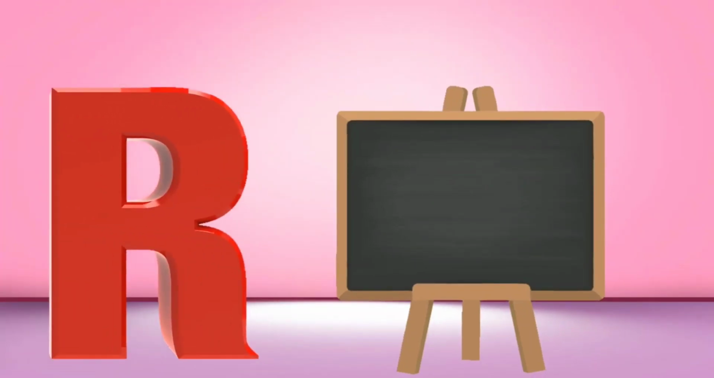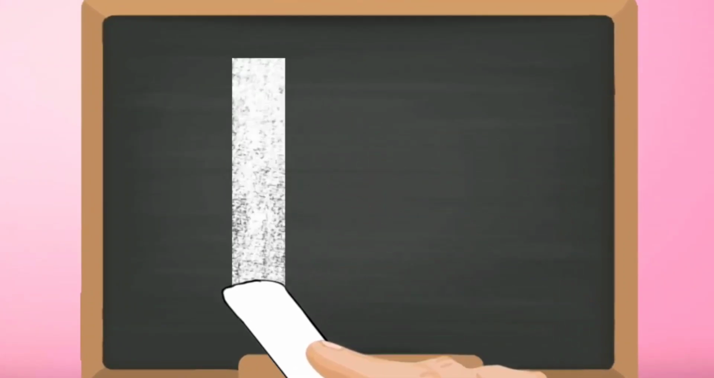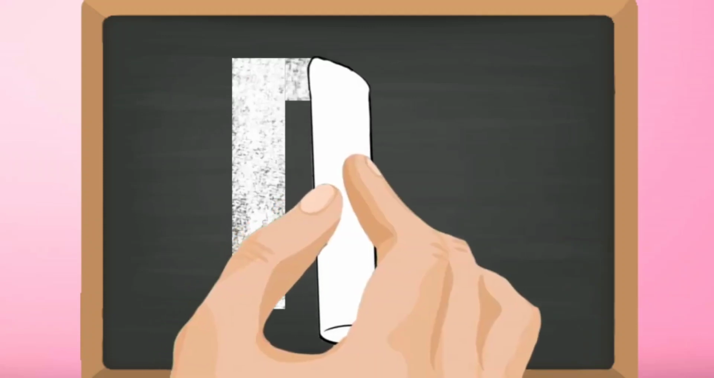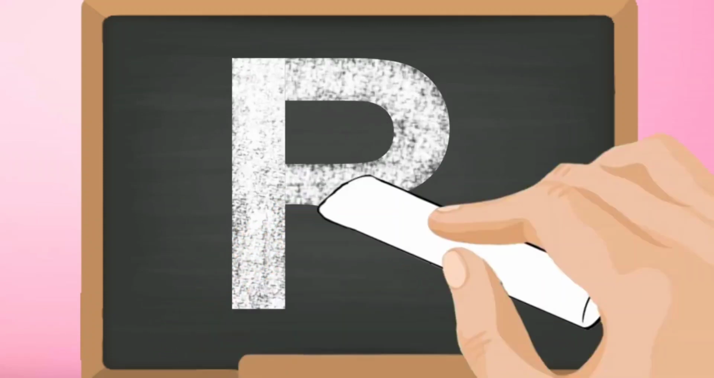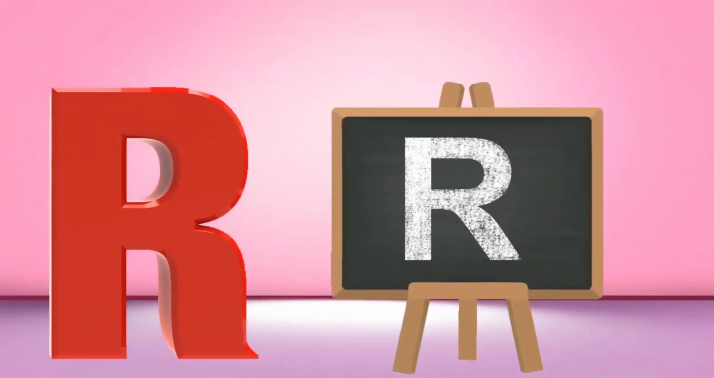R. Capital R. Start from the top and draw a standing line down. Go again to the top and draw a curve till the middle. Then draw a slanting line to the bottom. Capital R.